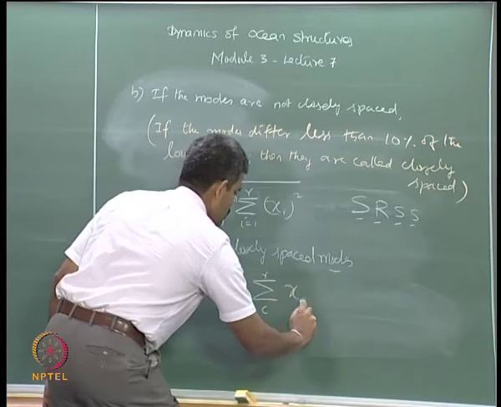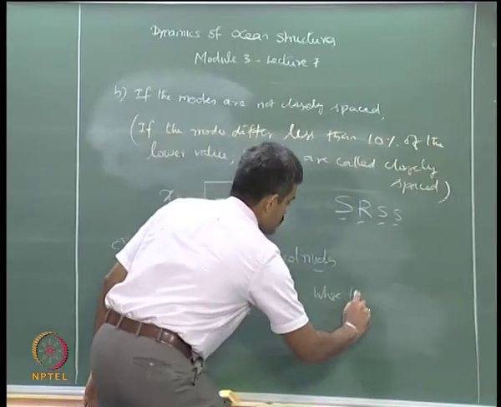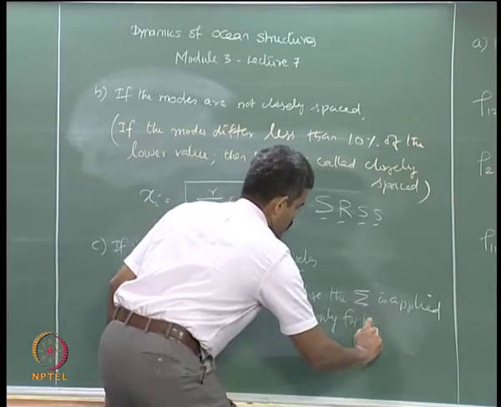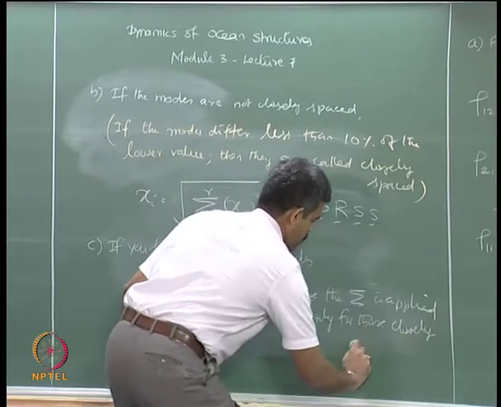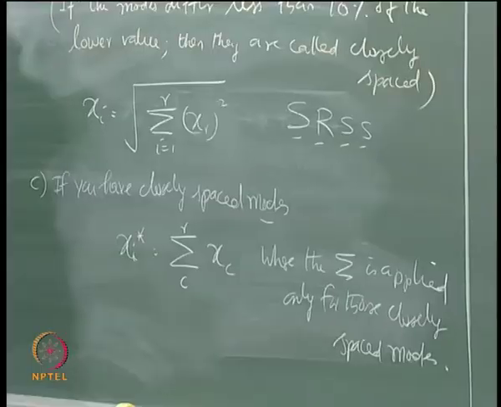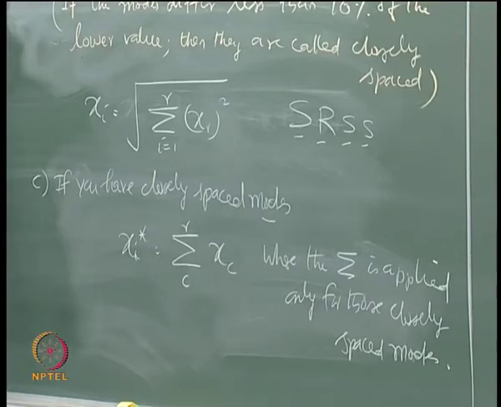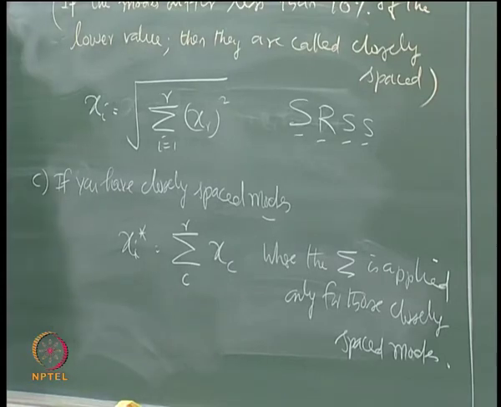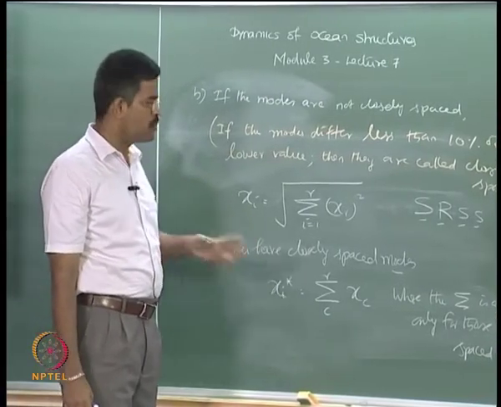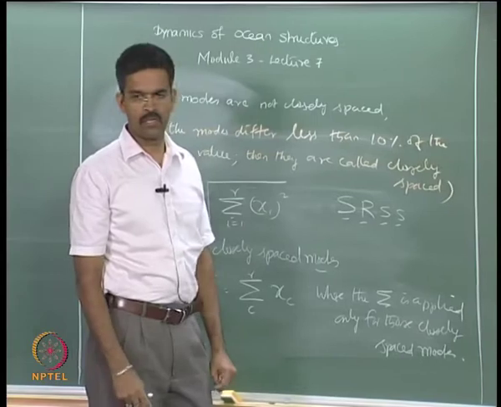C to R C, where the summation is applied only for those closely spaced modes. Only for those modes you can apply this and take the value, simply sum them up. So, these are the three different combination rules which are available in the literature, with the help of which you can find the maximum response for a multi degree freedom system model, if you know the mode shapes and frequencies and if you know the damping ratio as a percentage of your critical damping.